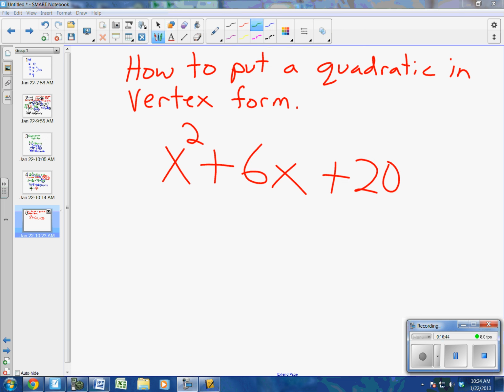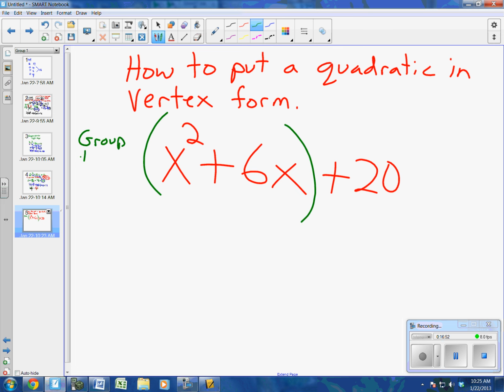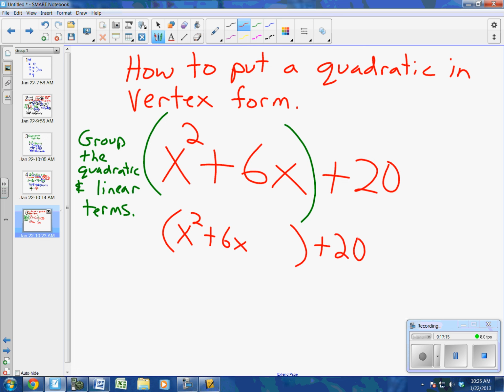Okay, now, if you want to write some steps down to the side, I would do that. First step is to group the quadratic and linear terms. Okay, you're going to group the quadratic and linear terms. So I'm going to have this now. X squared plus 6x, and I'm going to leave a gap right there, plus 20. We always leave the constant outside. Everybody got that step?